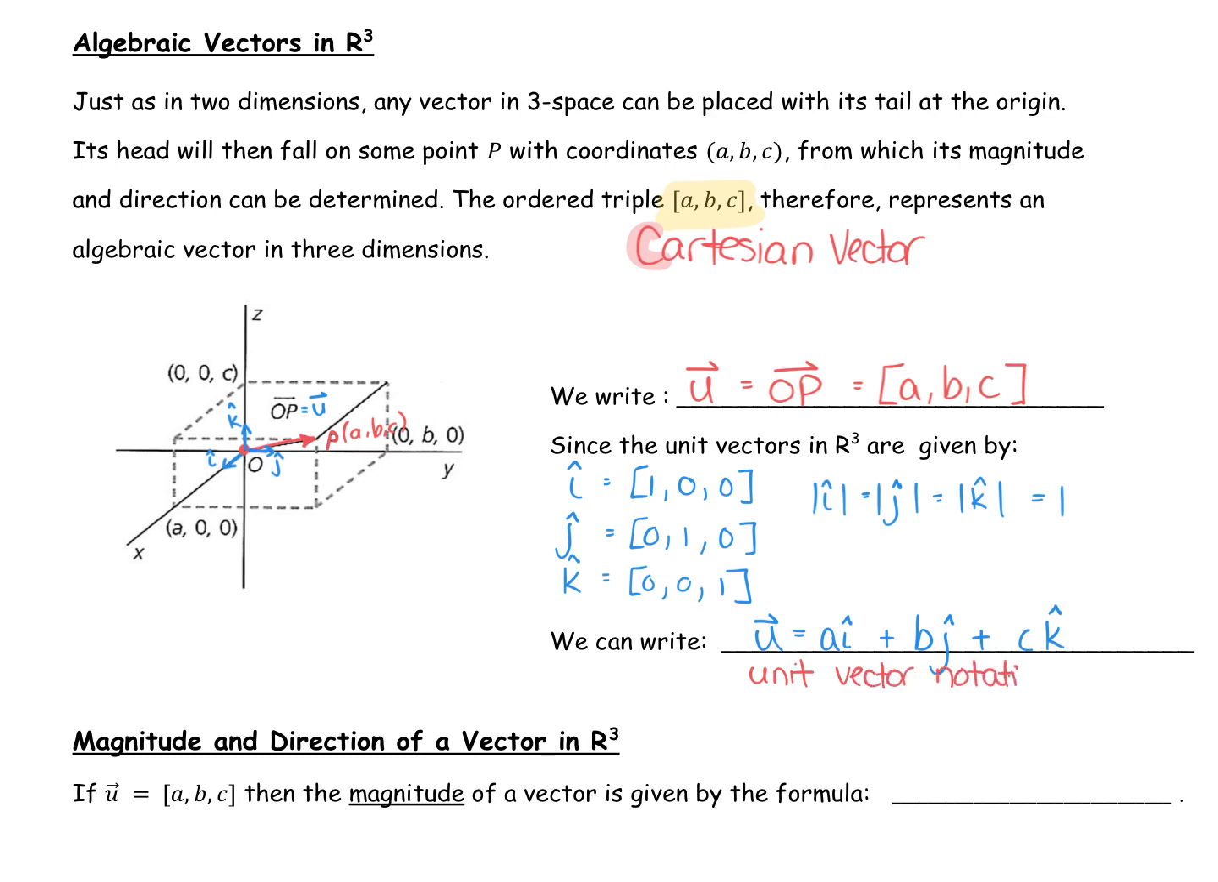And just like we did in 2 space, if our vector is a comma b comma c, then we can find the magnitude of that vector, so the magnitude of vector u, by taking the square root of a squared plus b squared plus c squared.